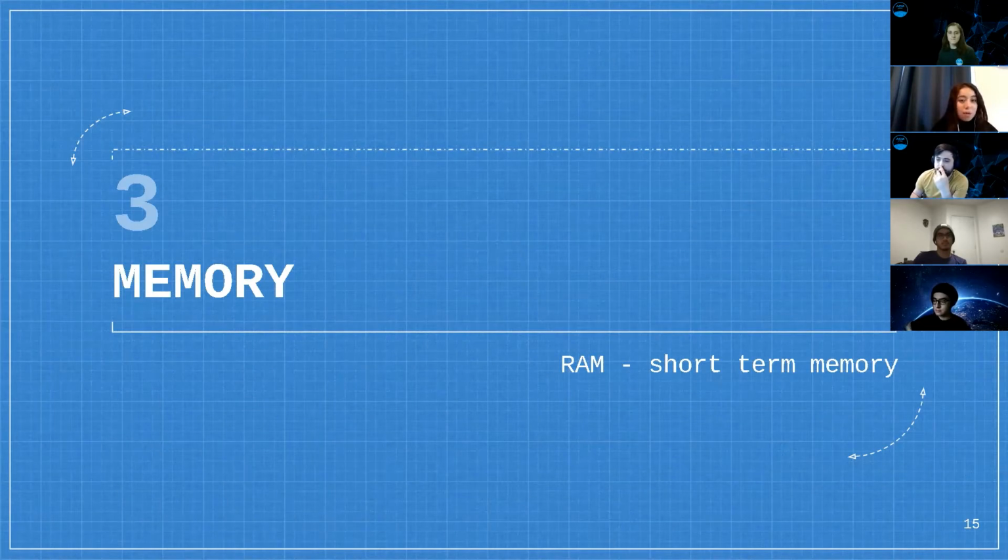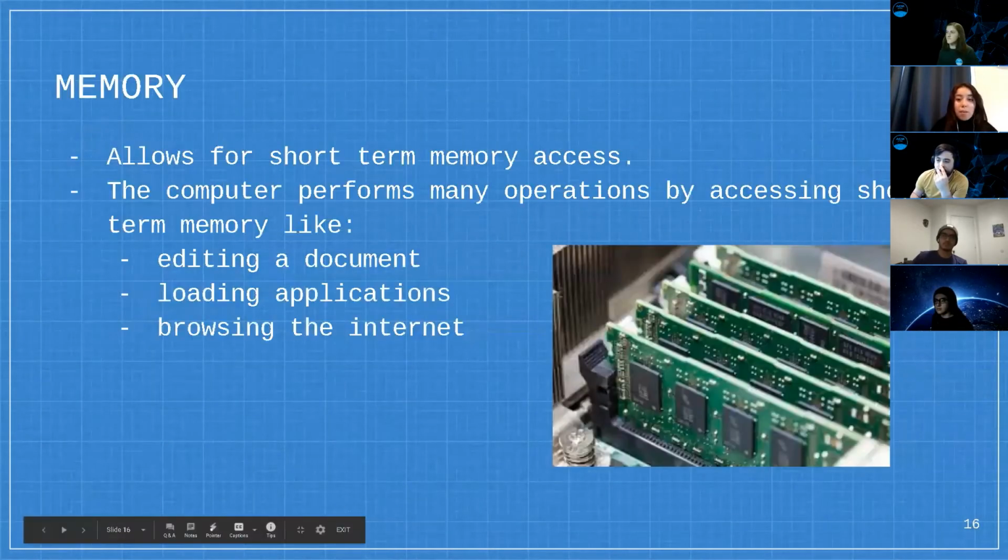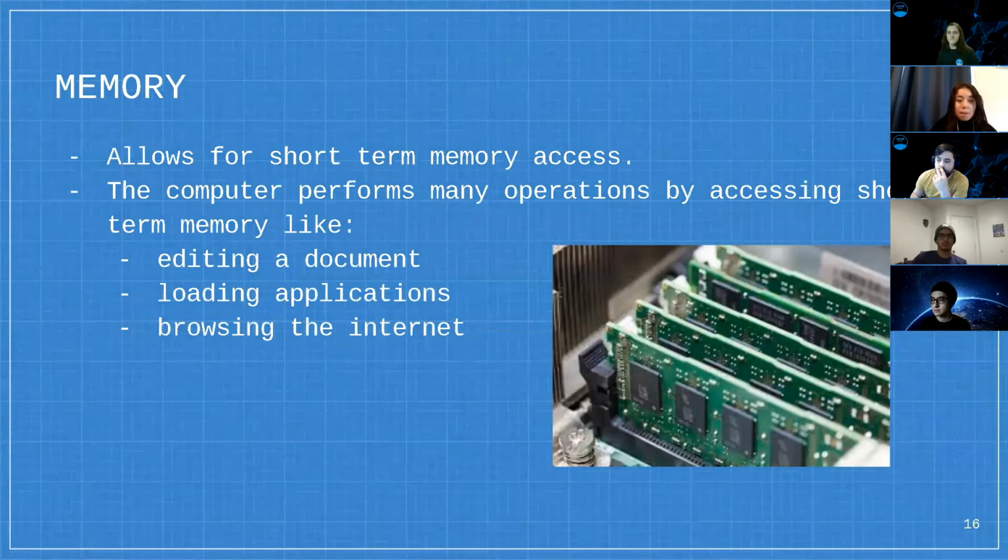The next component that I want to talk about is the memory. Memory can be either volatile or non-volatile. Volatile memory is memory that is lost once the computer is shut down. RAM, in this case, would be volatile memory. RAM is also known as short-term memory. An example of short-term memory would be editing a document that is stored in the RAM, and it would be lost if it was not saved to a non-volatile memory, for example, a hard drive.